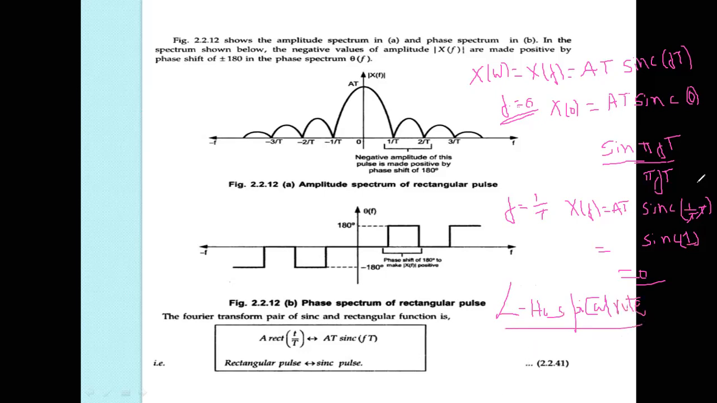What is the L'Hospital rule? It means take the derivative of the numerator and the denominator. Take the derivative of numerator and the denominator. When f is equal to 0, it is sine 0 by 0, because f is equal to 0 here, my dear students.